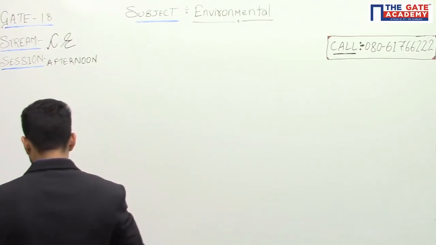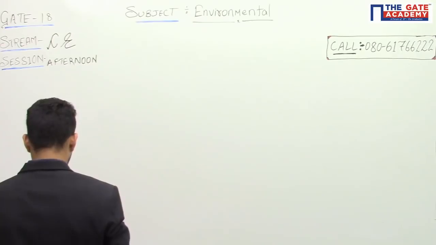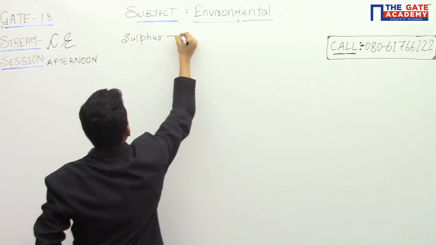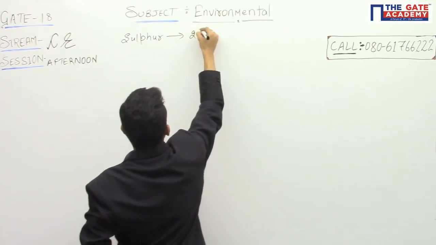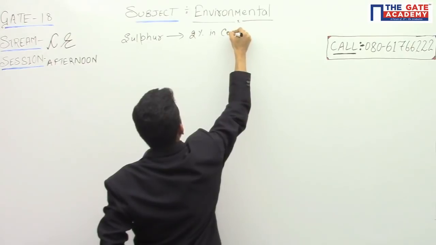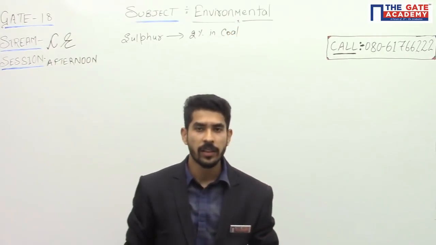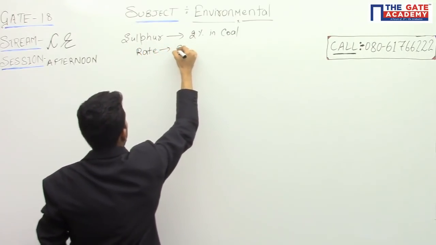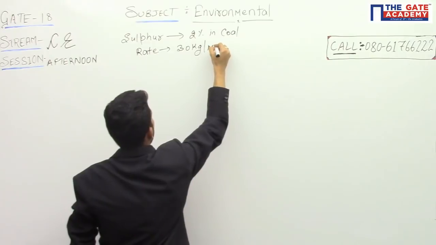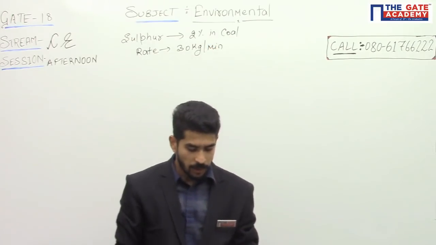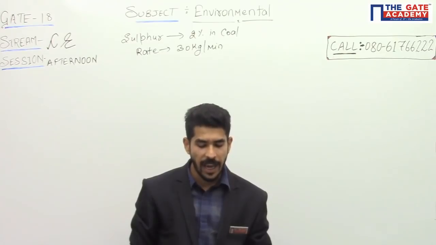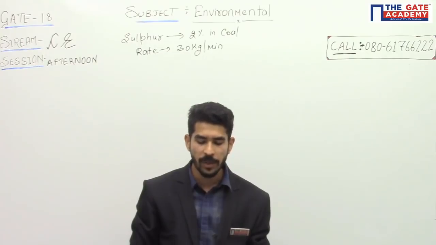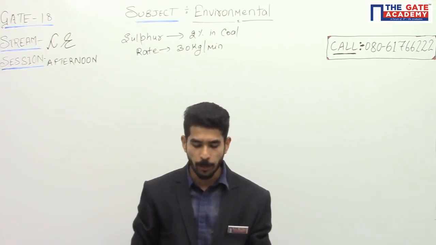So he says, sulfur content is 2% in coal. Then he's saying the rate is 30 kgs per minute. Then he says the sulfur content in the ash was found to be 6% of the initial amount of sulfur present in the coal fed to the brick kiln.